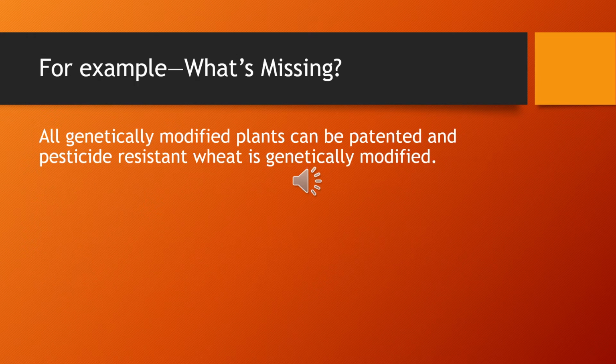So now that we've covered some of the theoretical ideas surrounding incomplete arguments, it's time to look at a few brief examples to help reinforce the ideas I'm trying to teach you here. So here is an example of an enthymeme, and your job is to think about what's missing from this enthymeme. All genetically modified plants can be patented, and pesticide-resistant wheat is genetically modified. So the question is, what's missing here? And I'll give you a couple of seconds to think about that.